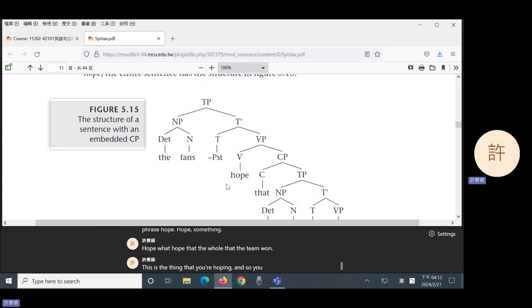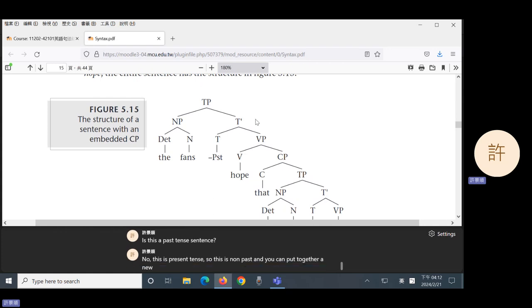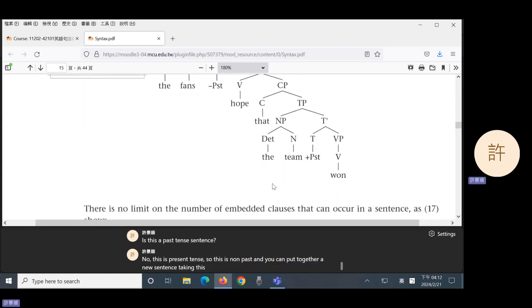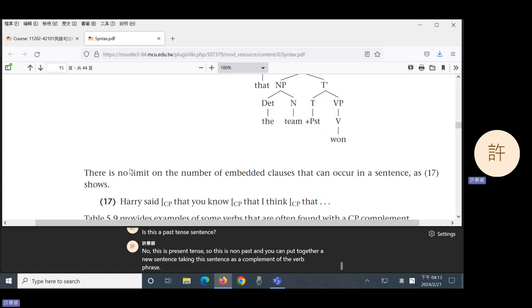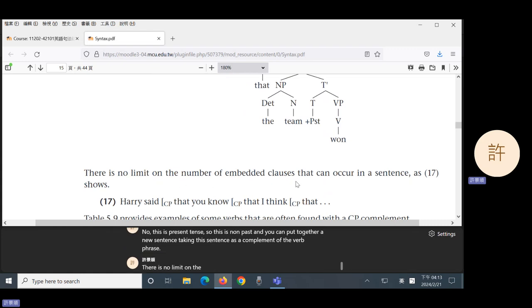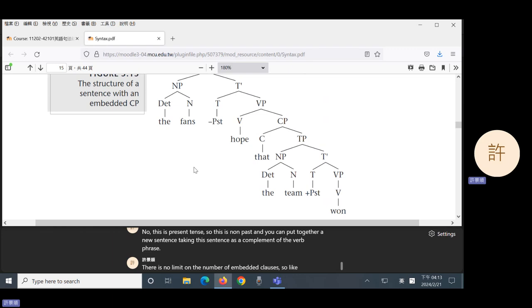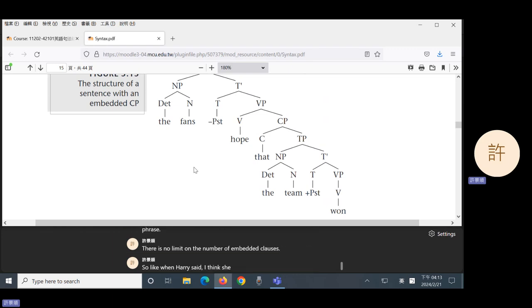And so you can continue to build the rest of the sentence. You have a verb, you have an object. Now you can add a subject, the fans. You can again add, is this a past tense sentence? No, this is present tense, so this is non-past. And you can put together a new sentence, taking this sentence as a complement of the verb phrase. There is no limit on the number of embedded clauses. So, like, when Harry said, I think, she thought, we believed, etc., etc., what you're doing is you're adding new levels on the left-hand side. You can keep adding and adding and adding, and there's no limit.